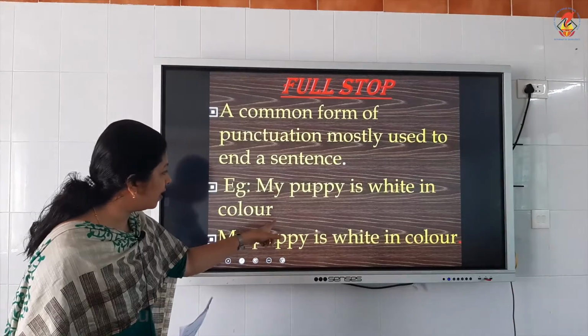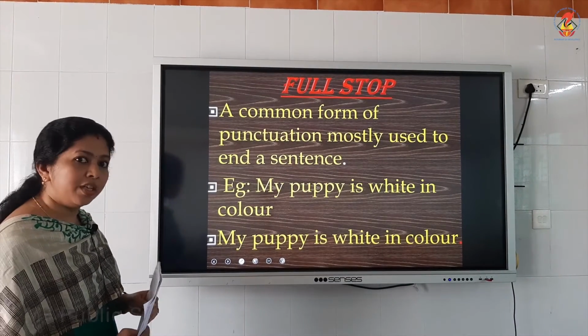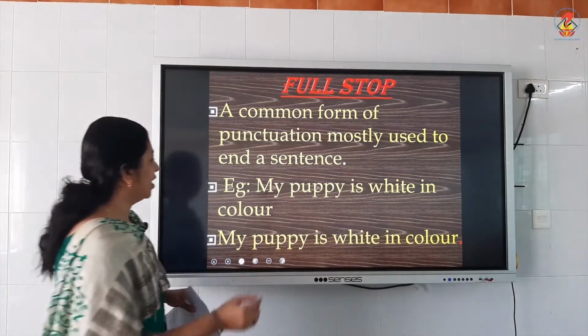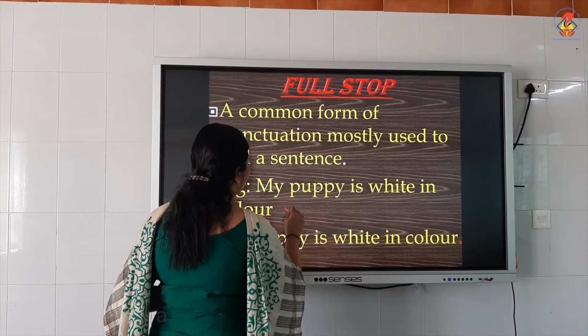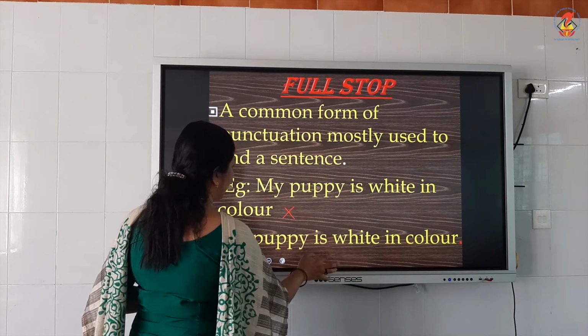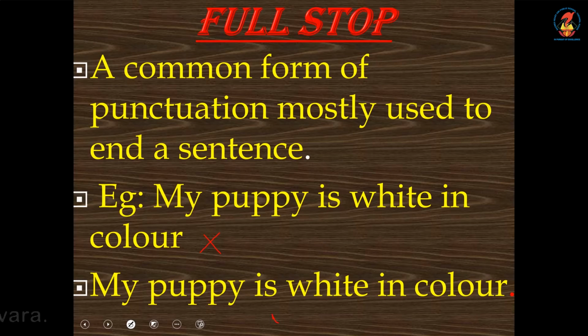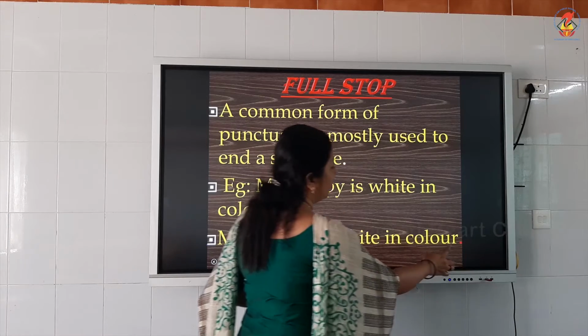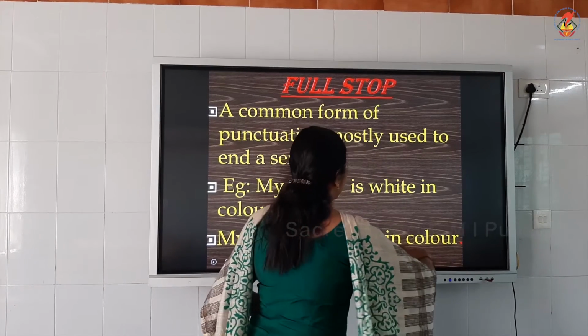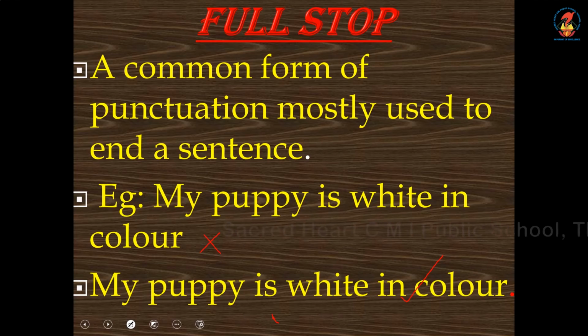Do you have a full stop here? No, isn't it? So this sentence is wrong. Okay, next sentence you see. My puppy is white in color. Here it ends with a full stop, isn't it? So this sentence is correct.